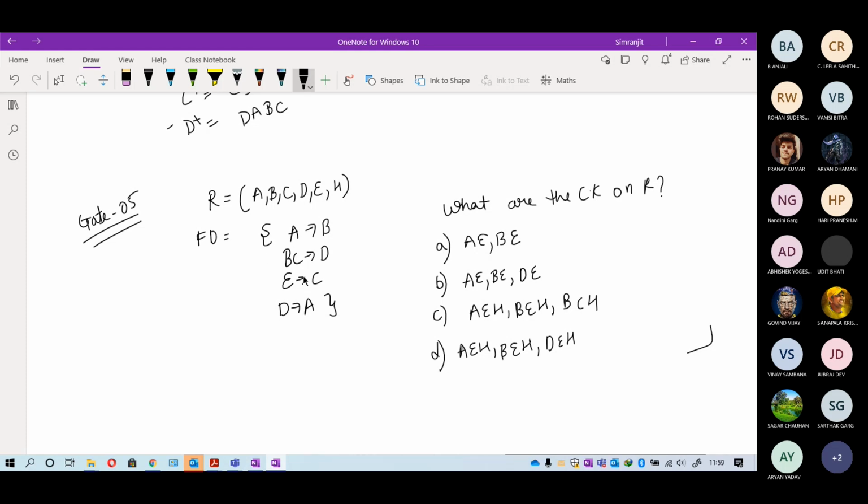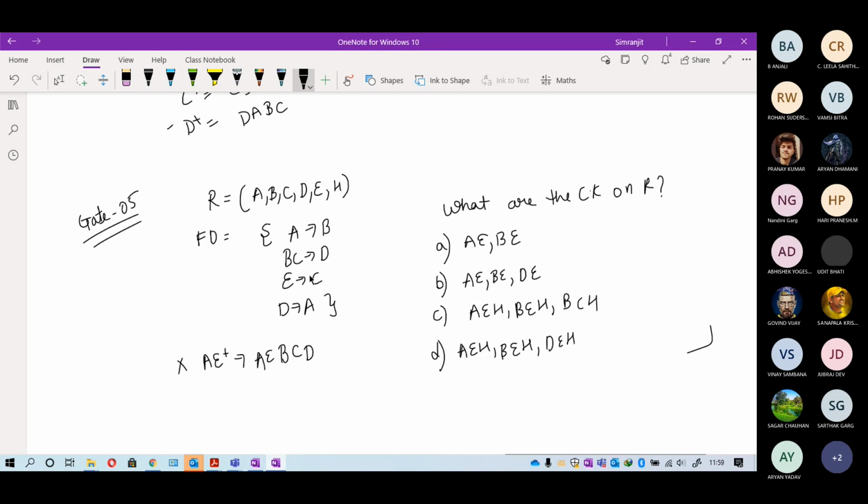So now again, the method is very, very simple. You just take the closure. When I take the closure of AE, what will I get? First of all, I will get AE, then I will get B. Is there BC there? No. Is there E there? Yes, there is E, so it will extract out C. BC is there, so it is D here. So A, B, C, D, E. So AE seems like a key, but it is not, because the whole relation is A, B, C, D, E, H. So it is not extracting out H. AE is not extracting out H, so it cannot be a candidate key.